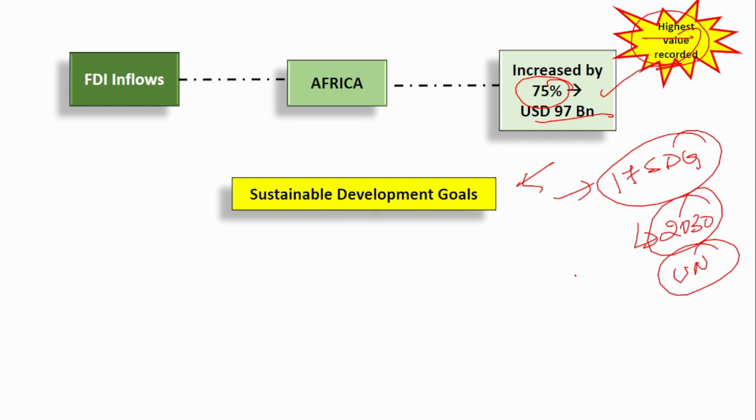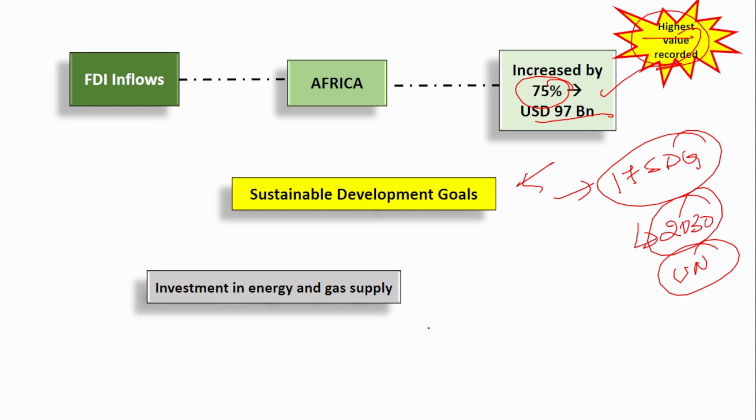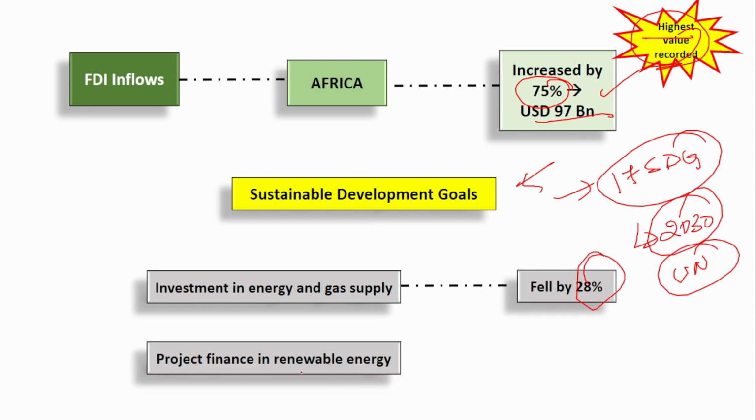For that, you have to invest in certain sectors like renewable energy, clean environment, and also in food, agriculture and all. Okay, but if you see, those sectors that are very important for the accomplishment of sustainable development goals, investment in those sectors has actually decreased this year. That is, it has actually declined this year. So investment in energy and gas supply declined by 28%. Next, project finance and renewable energy also declined by 16%. So both these sectors saw a decline, by 28 and 16%.